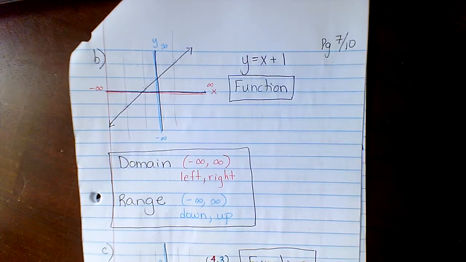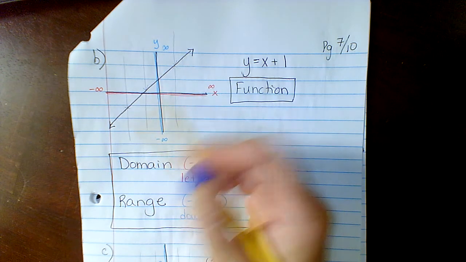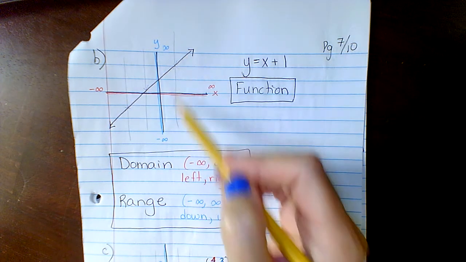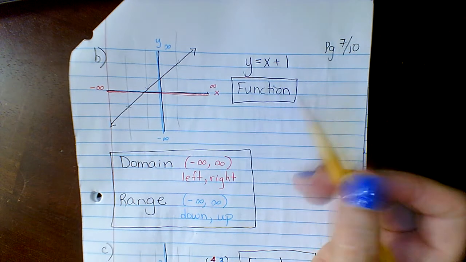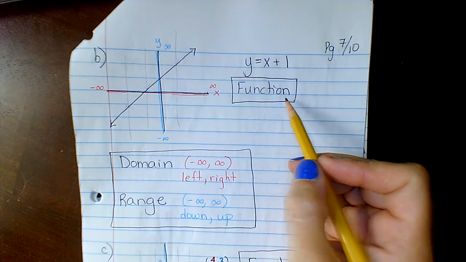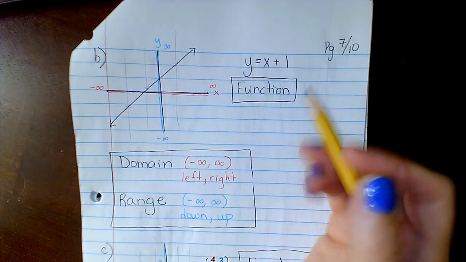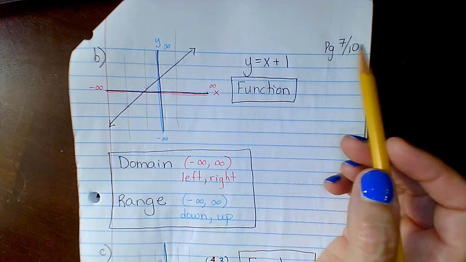Okay, next up, look at that guy. Just a nice little line, a y equals mx plus b thing here. If I just draw some vertical lines, all is well. It only touches that line at 1 point at a time. It is a function. Now, I went ahead and wrote the equation for you too. That is just x plus 1, just in case that would help you out a little bit.